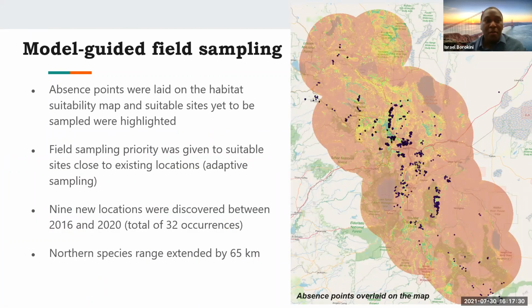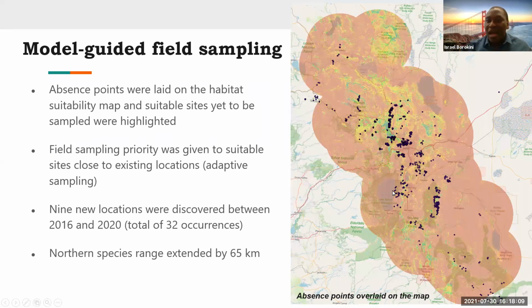So how did we do the field sampling? All of the absence points were overlaid on the suitability map, and then areas that were predicted to be suitable but had not yet been sampled were selected for sampling. And of course, because very few people were involved, I was basically the only one doing all of the field sampling. So it took many years to comb many of these areas. Some of the areas have not even been checked yet. Some of them are found in private properties which are inaccessible.